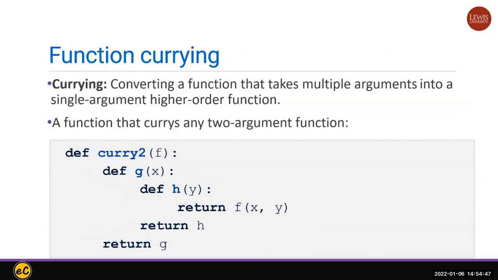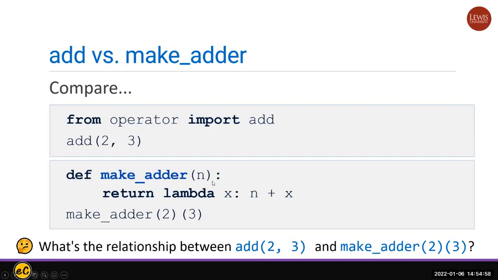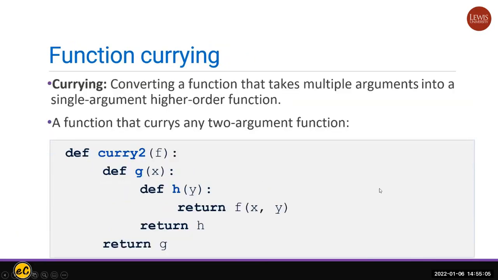Currying is converting a function taking multiple arguments into a single-argument higher-order function. So here we have what may be a multiple-variable function put into this format. It's called currying. So we curry the curry2 of the f function with the g function, and we have the h function. And the h function will return the call of f(x, y).